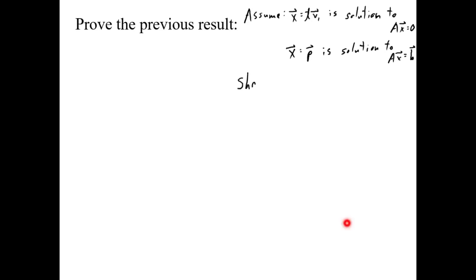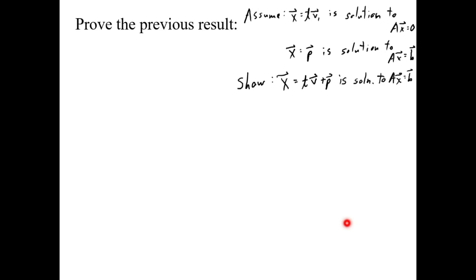And let's show that adding those together is also a solution to Ax = b. Okay, so let's prove that. Let's show that that's the case.